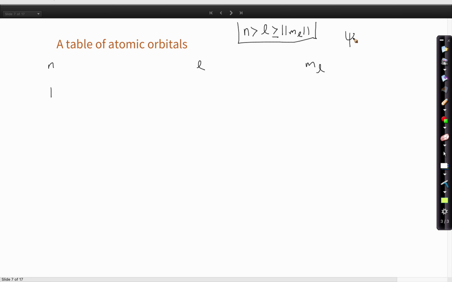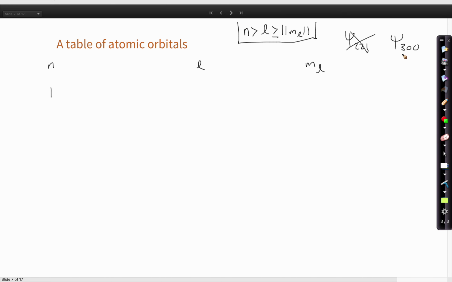So in other words, if I give you a psi and I say that psi is 2, 2, 1, is that an actual solution to the Schrodinger equation for the atom? Well, you look at n, you look at L, and you look at m sub L, and you follow this rule. n has to be greater than L, which has to be greater than or equal to the absolute value of m sub L. Well, 2 is greater than 1, so L is greater than m sub L, so that part's fine. But here we have 2 is equal to 2, not greater than. So this is not a possible solution. So that's not a real orbital. There's no real orbital there. On the other hand, I could have something like this, 3, 0, 0.